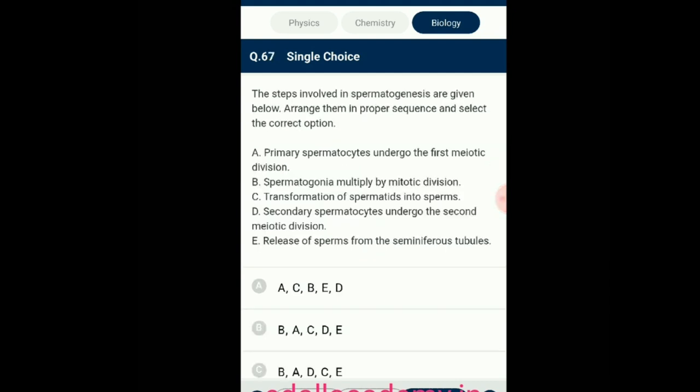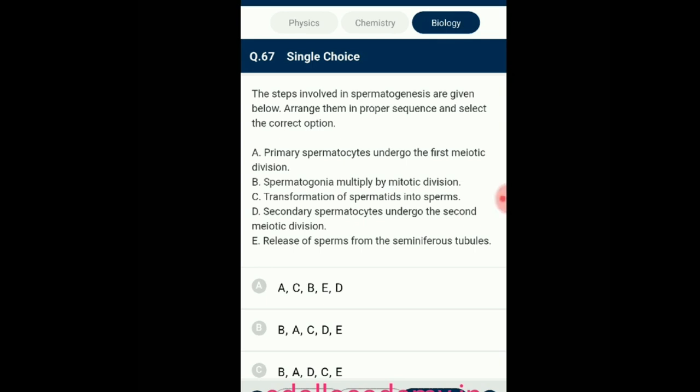Question number 67. The steps involved in spermatogenesis are given below. Arrange them in proper sequence and select the correct option. The process of spermatogenesis is as follows. First process, spermatogonia present in seminiferous tubules multiply by mitotic division and increase in numbers. Second process, a few spermatogonia called primary spermatocytes undergo meiotic division to form two equal secondary spermatocytes. Third process, secondary spermatocytes undergo meiotic division to form four haploid spermatids.